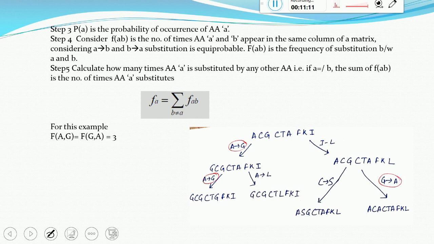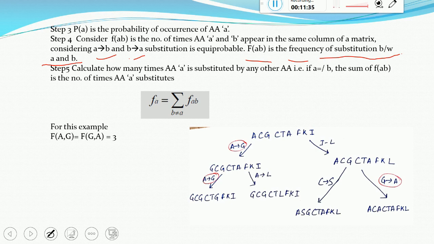The next step: consider FAB as the number of times amino acids A and B appear in the same column of the matrix, considering that A to B and B to A substitution are equally probable. So in step 4 we calculate FAB, the frequency of substitution between amino acids A and B, and we have already considered that substitution of A to B and B to A is equally probable.